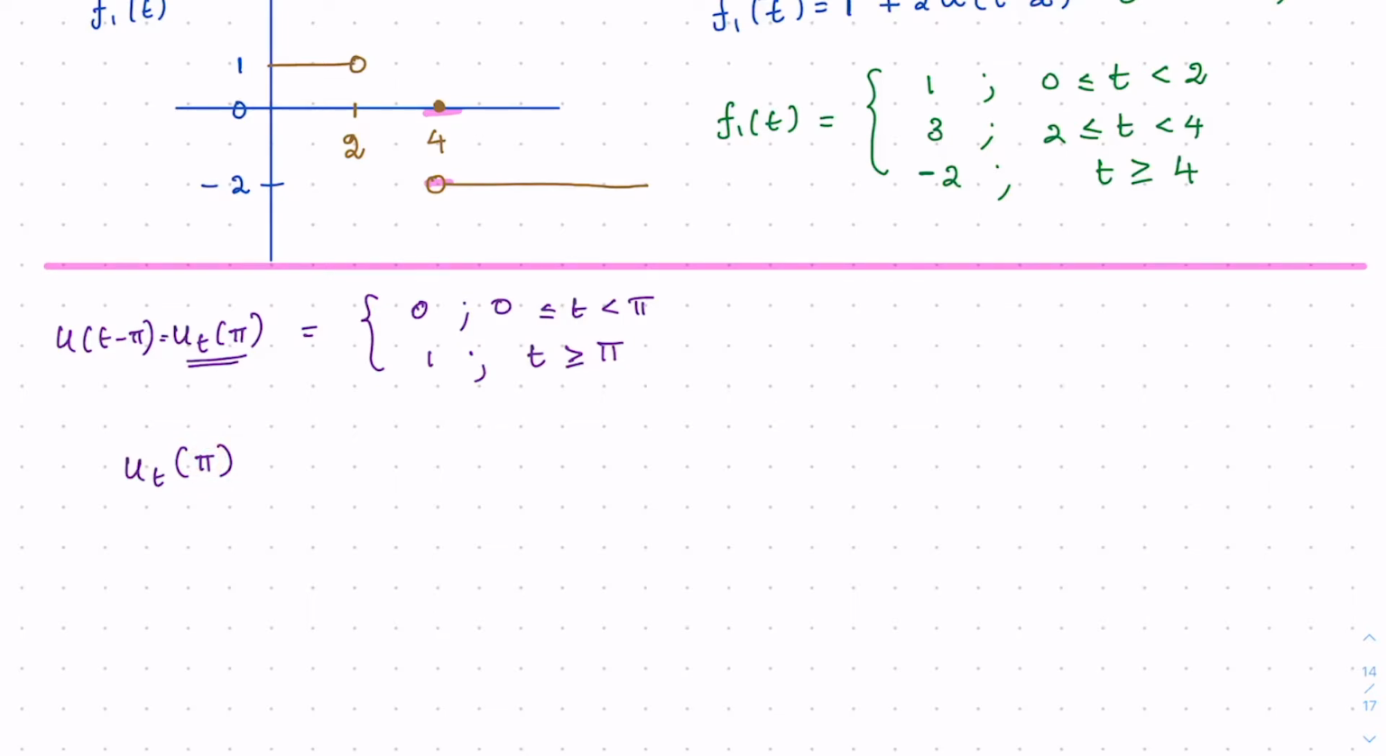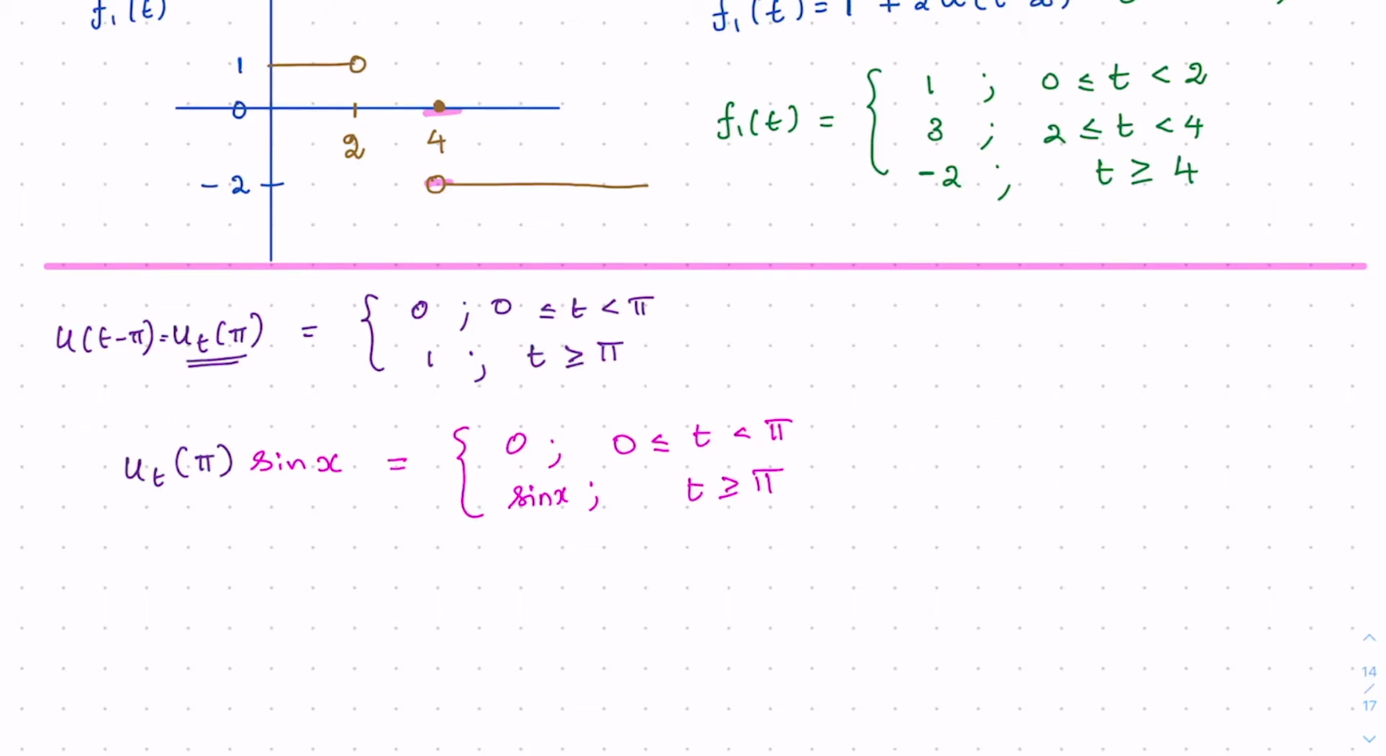So if I multiply this with sine x, what is that function going to be? That function is going to be 0 times sine x, which is 0 whenever t is between 0 and pi, and it's 1 times sine x, which is sine x, whenever t is greater than or equal to pi. I can just take this off. So that's the function that I have, and that's it.